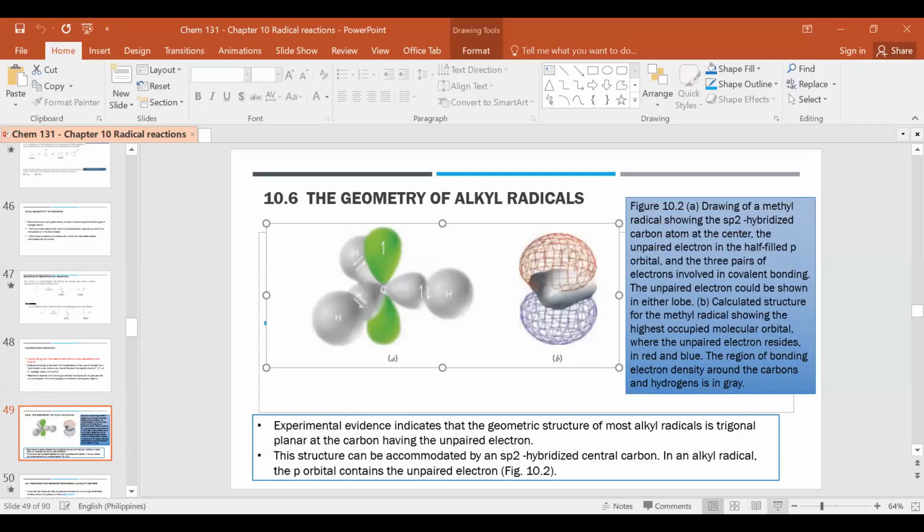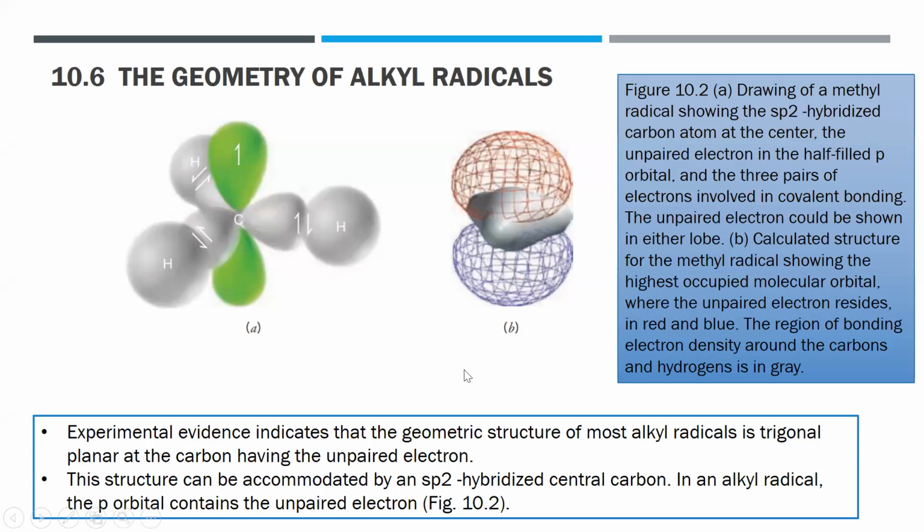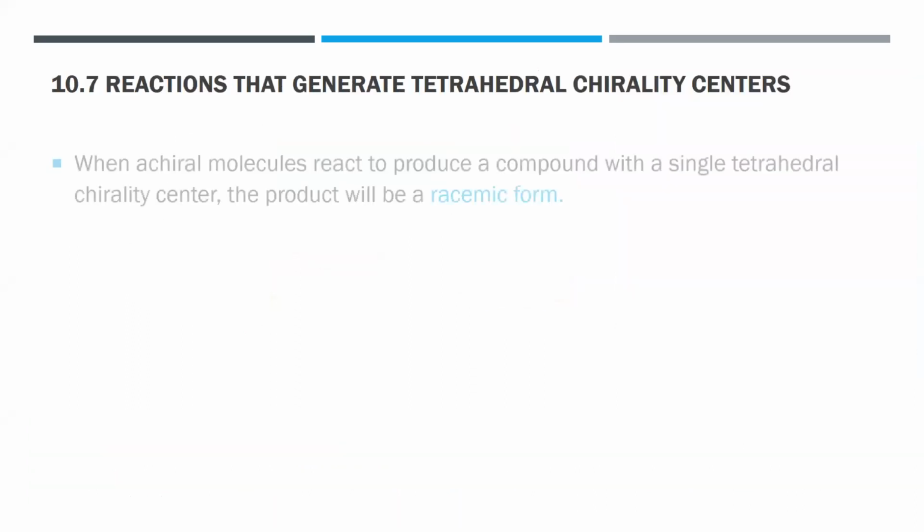So this is the geometry of your alkyl radical. The radical is occupying the unhybridized p orbital, lying above and below the plane of the trigonal shape of the carbon.